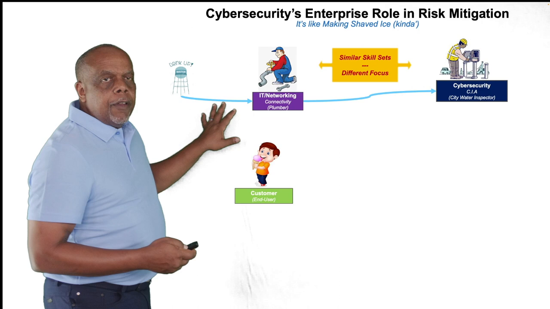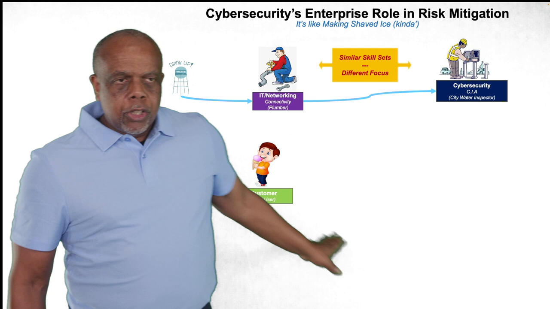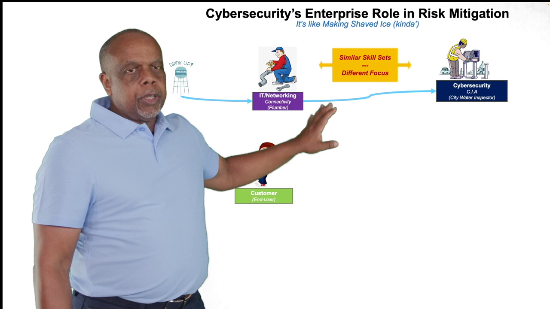So, like I said, very different focus, but both are extremely important when it comes to making shaved ice in this particular scenario. A plumber and the water inspector, very important, because you can get the water up here, but if the rust content is too high, that's gonna be some nasty shaved ice. This little kid's gonna be very upset.